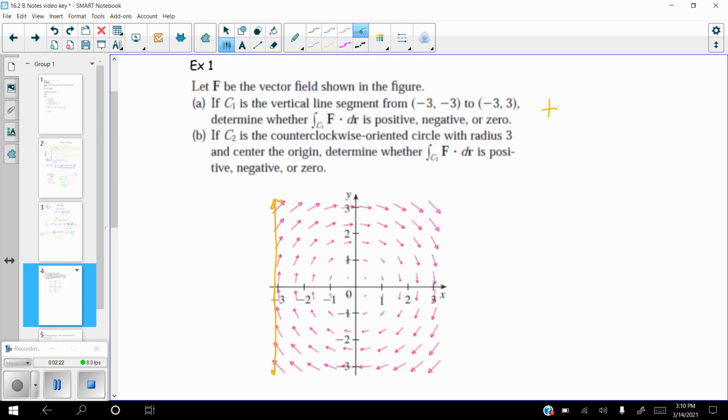Now let's take C2, which is the counterclockwise oriented circle with a radius of 3 and the center at the origin. Determine whether the line integral of F dot dr is positive, negative, or 0. With a radius of 3, you're going to be hitting all of these values right here. And it says it's counterclockwise, so it's going this direction. For lack of being able to draw a better circle, this isn't horrible. But the big thing is the arrows are going this direction. That is the way the path is being traversed.